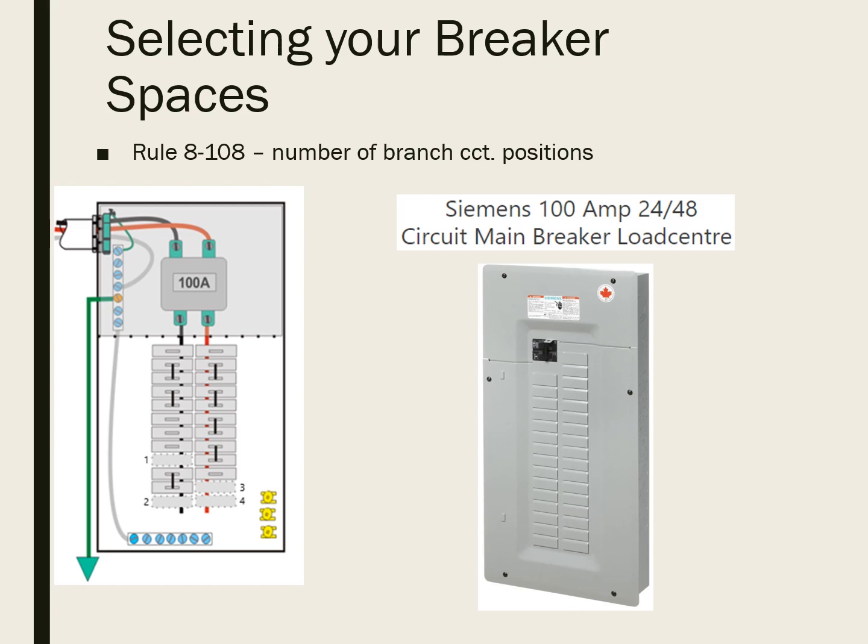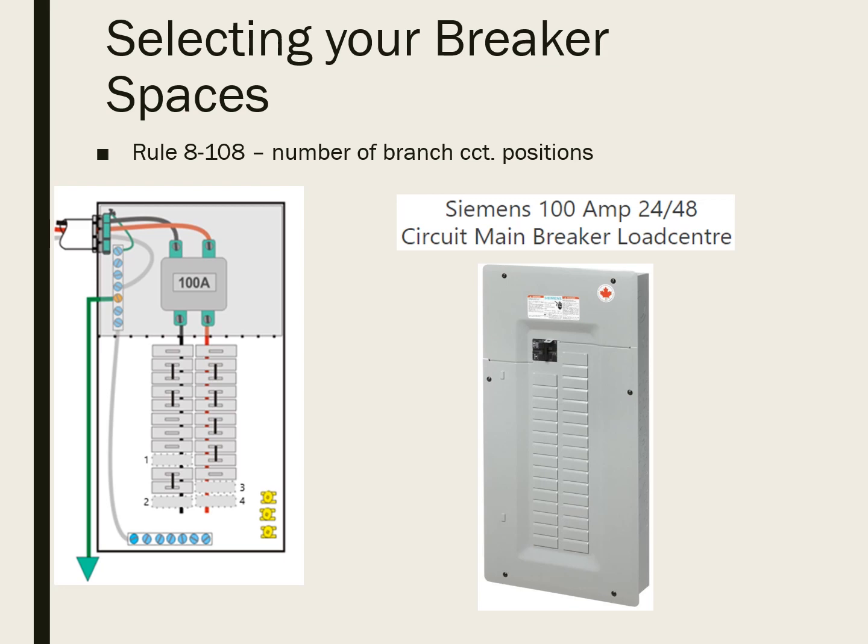Make sure you are going over Rule 8-108, because 8-108 specifies that for any new development, we need to make sure that we're leaving at least 4 breaker spaces for future. That means if someone is going to build a brand new house today and they want to add something in for basement development, or they want to add a hot tub or something else later on, we need to make sure that there's enough space left in that panel for them to do that.